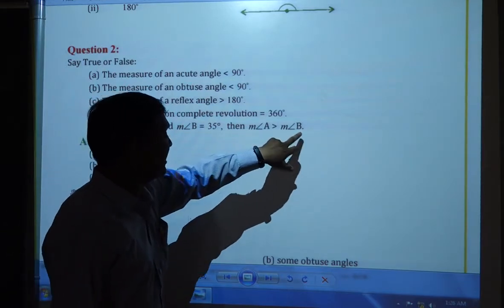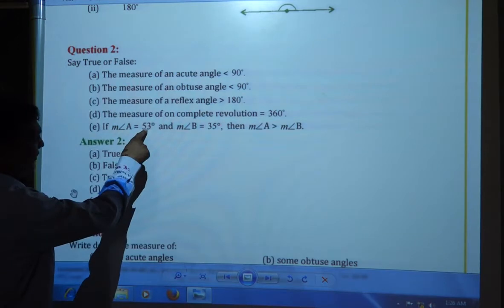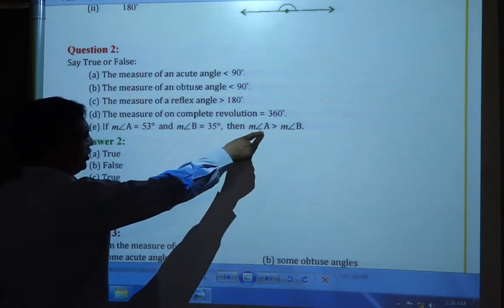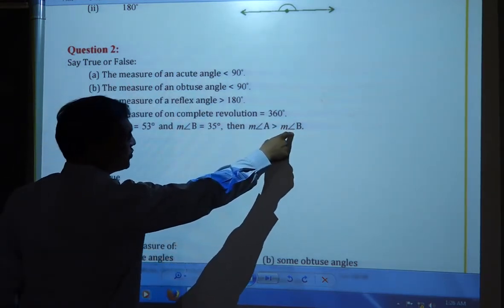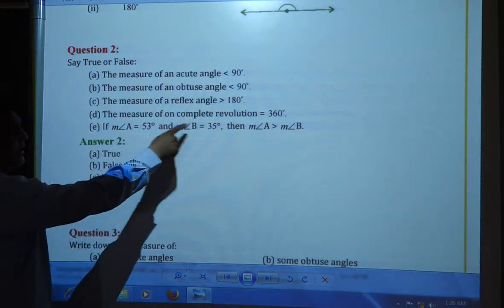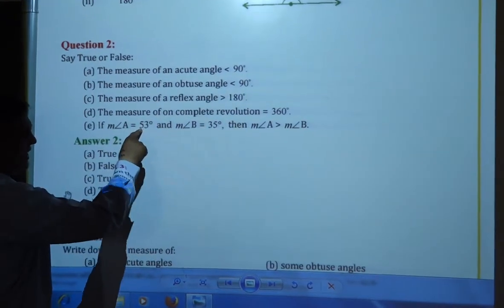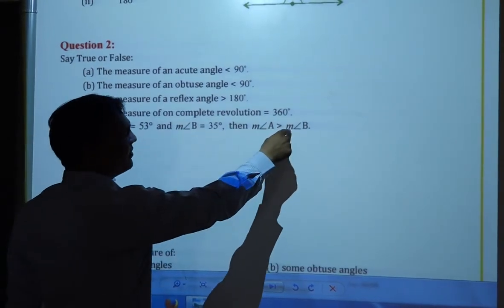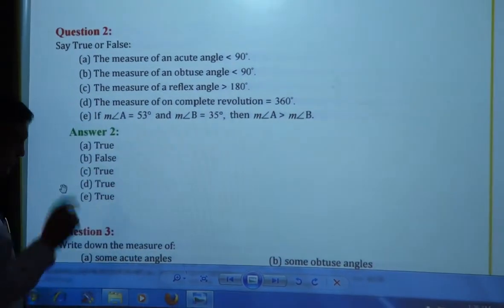If measure angle A is equal to 53 degree, and B is equal to 35 degree, then measure angle A is greater than measure angle B. A is 53 and B is 35. So here A is shown greater and B is shown smaller. So that is also true. So here it is showing measure angle A greater than measure angle B. So it is true. Next question.